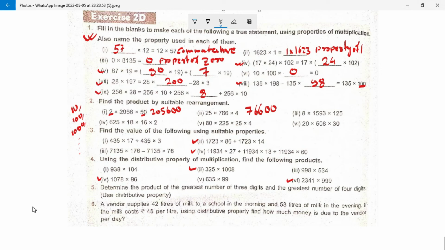Next we will solve question number 5. Question number 5 is determine the product of the greatest number of 3 digits and the greatest number of 4 digits. You have to use distributive property. So let's see how to do it.